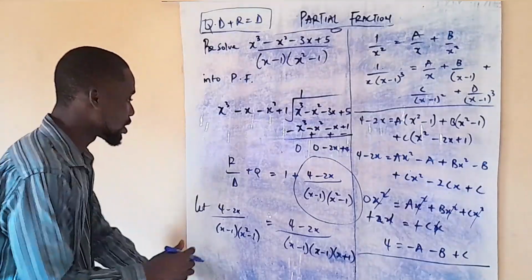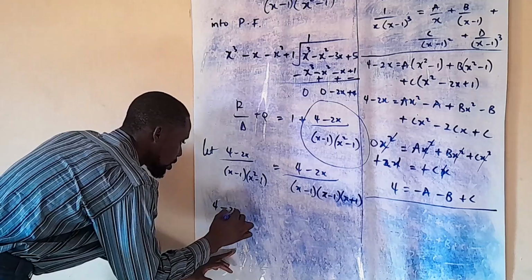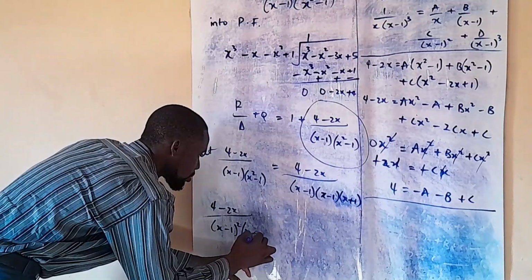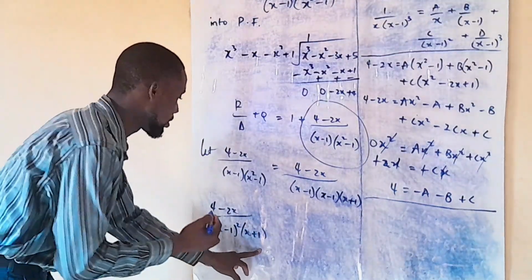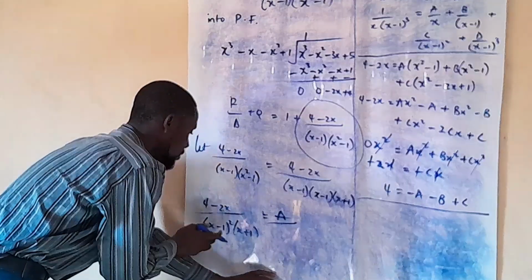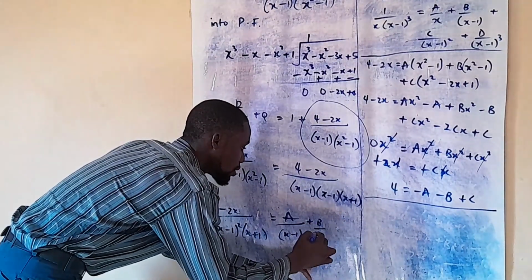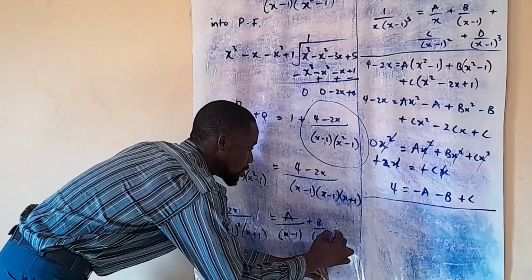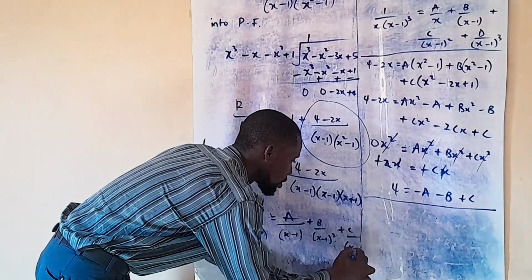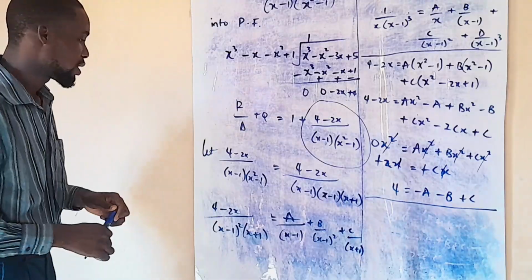So, to solve this is to say, since I have similar factors here, I can just say it's the same thing as 4 minus 2x all over x minus 1 squared, then x plus 1. Alright? Which is the same thing as a over the initial of this, x minus 1, then plus b over x minus 1 squared, then plus c over the next one now, x plus 1. At this point, let's cross multiply, solve, and get our answers.